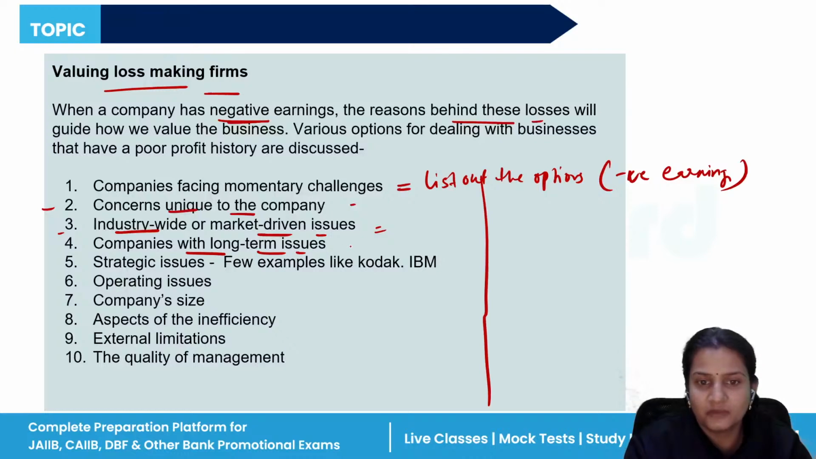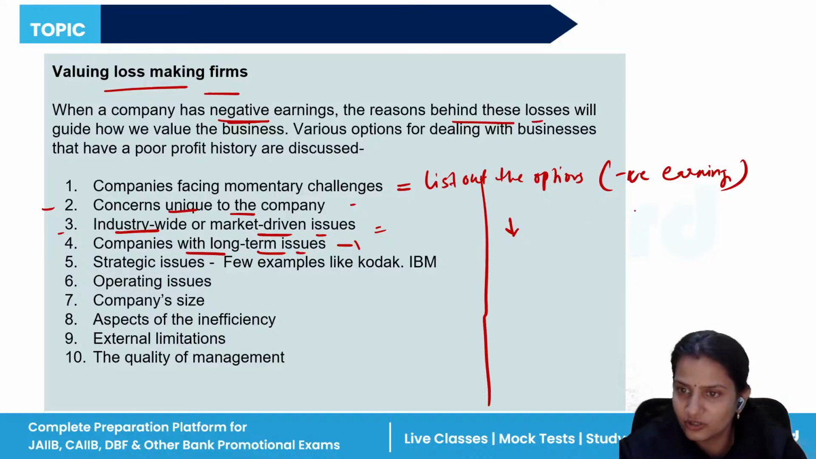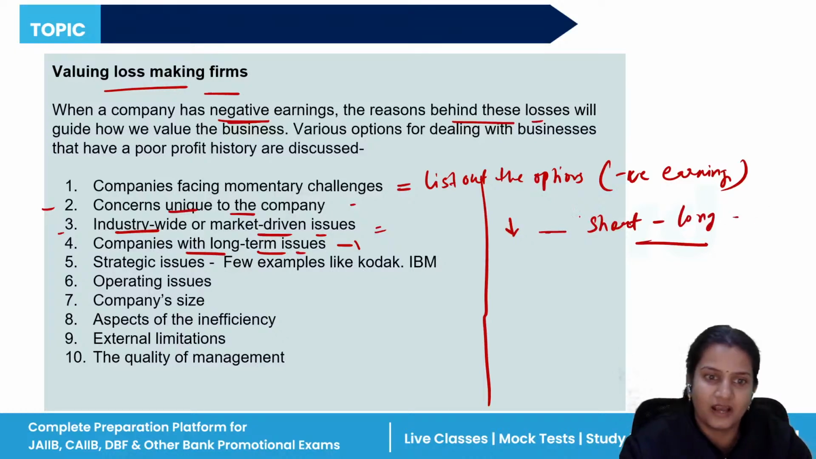Now, companies with long term issues. Suppose you have prepared for your long term issues, but you are not focusing on your short term targets as well. So definitely a time will come when there will be a decline in your short term results. If you focus only on the short term, that is also not good. If you focus only on long term issues, that is also not good. So you have to balance both short term and long term scenarios.